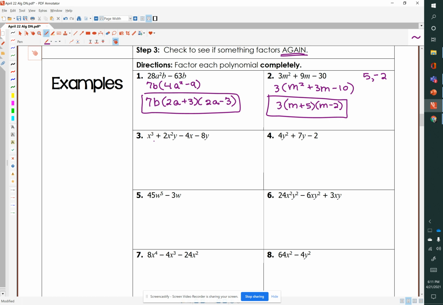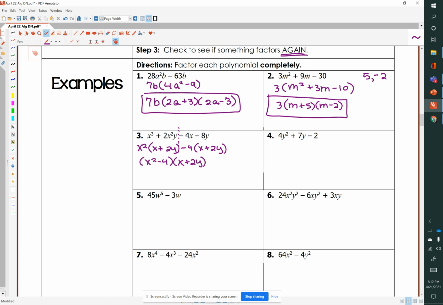So number 3, we have 4 terms. So let's go ahead and group them. And we can factor out an x squared, which will give us x plus 2y. And in the second binomial that's left, we can factor out a negative 4, which will again leave us with x plus 2y in parentheses. Then let's put the x squared minus 4 as a binomial multiplied by x plus 2y.